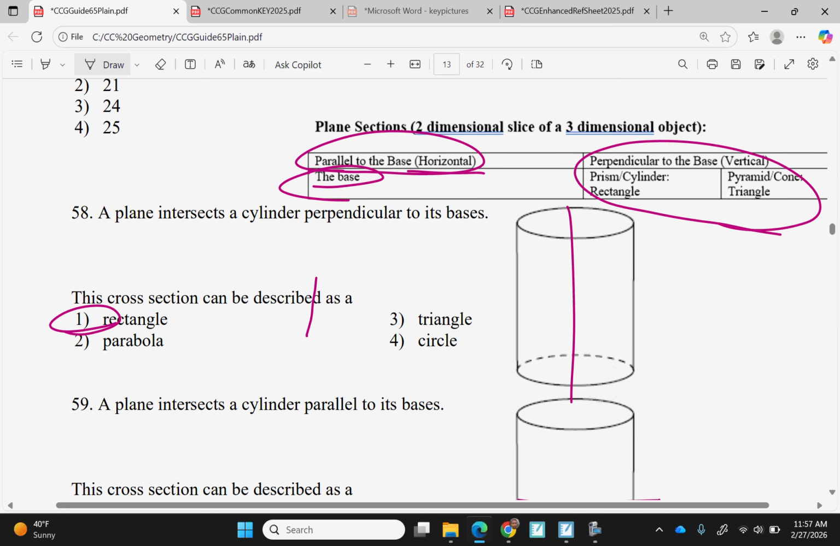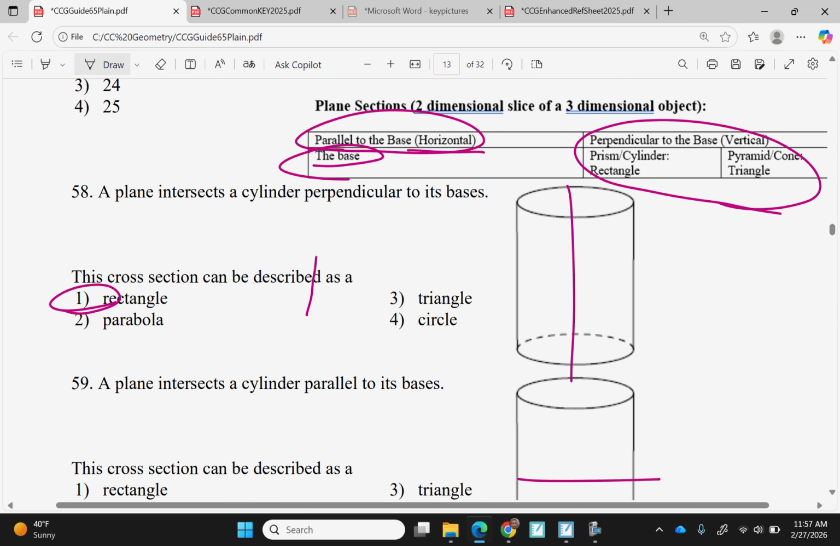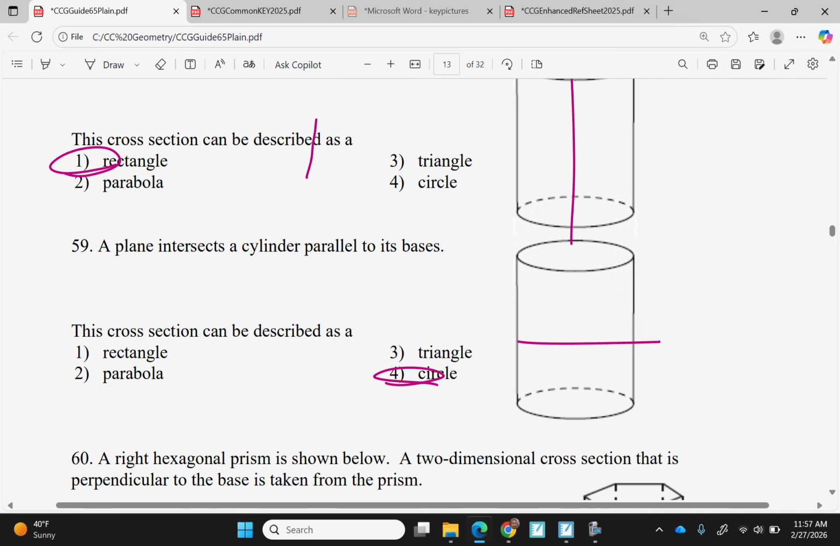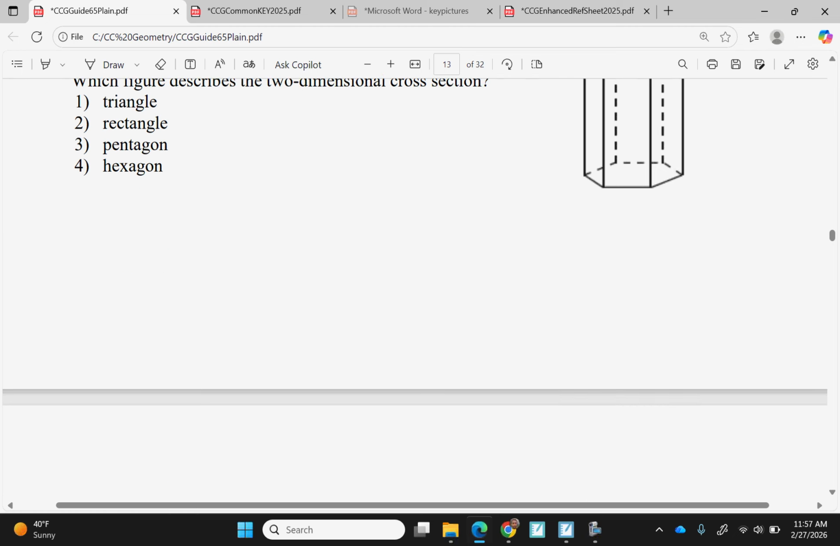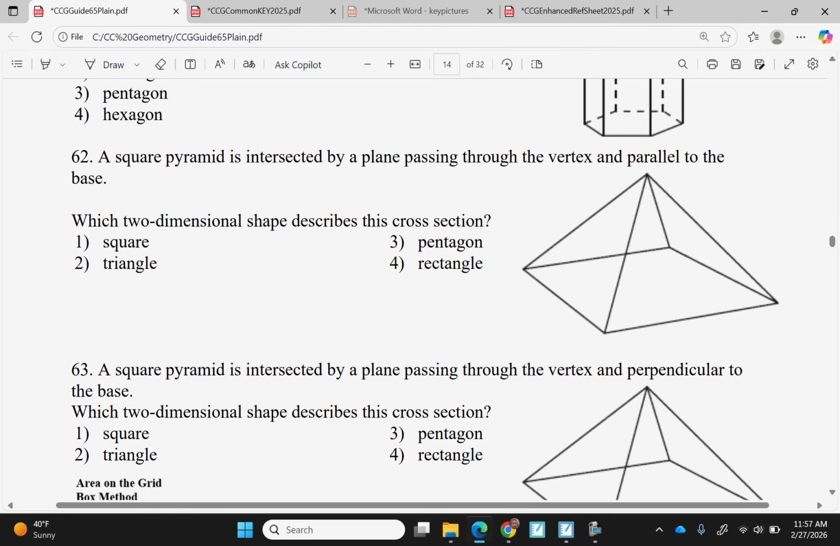Cross sections or plane sections: parallel to the base is always the base. Perpendicular to the base, any prism or cylinder is a rectangle, pyramid or cone is a triangle.